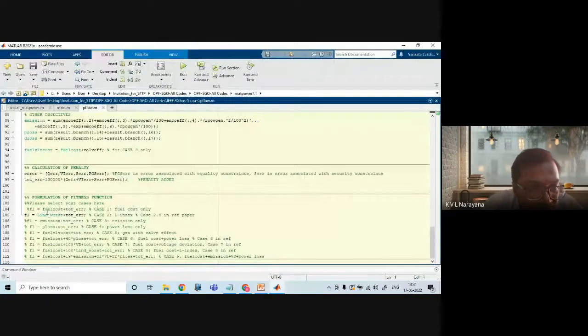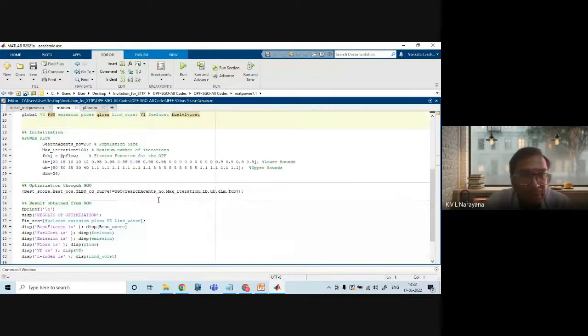So the final objective function is fuel cost plus total error, that is the penalty, K into penalty. So this is the fitness function of case 1. All cases are shown here, but we will execute only one, because these are the fitness functions of all the cases, but I am going to explain only one case. So this is about fitness function implementation.